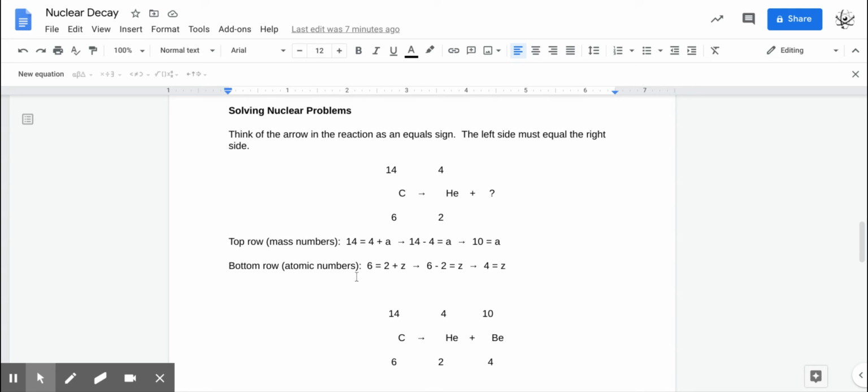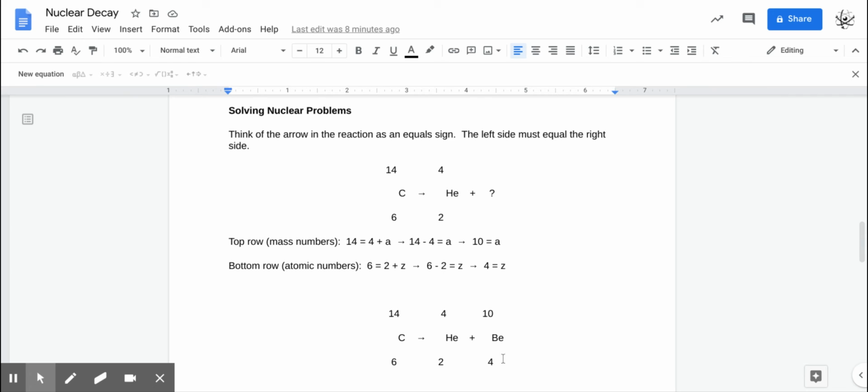I'm going to do the same thing with my bottom row to solve for my missing atomic number. So 6 is equal to 2 plus z, which I'm using as the variable to stand for the missing atomic number. To solve, I'm going to subtract 2 from both sides, and that tells me that my missing atomic number is equal to 4.